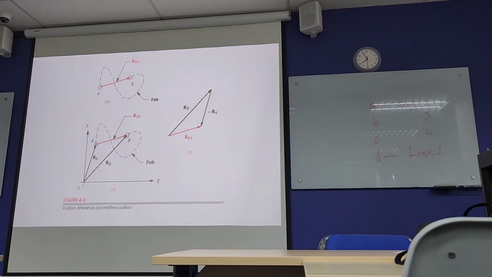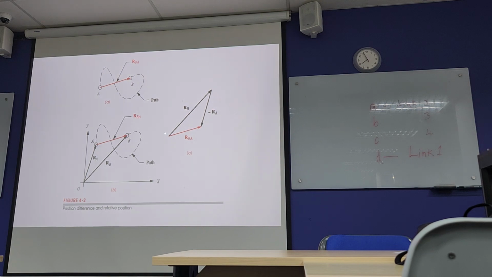RB, RA, RB to A are all vectors. So don't consider that you can just add the numbers. You can't add the numbers. We need to look into the scalar notations, x component, y component, or unit vector notation. Then only you can do it. Otherwise, just based on the numbers you can't, because we are dealing with vectors, not scalars.